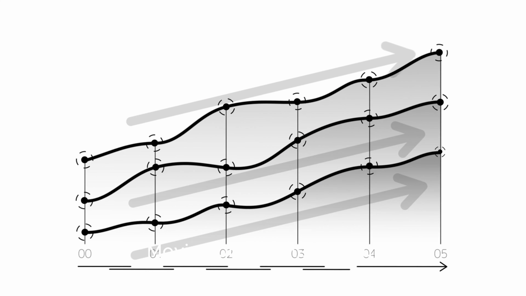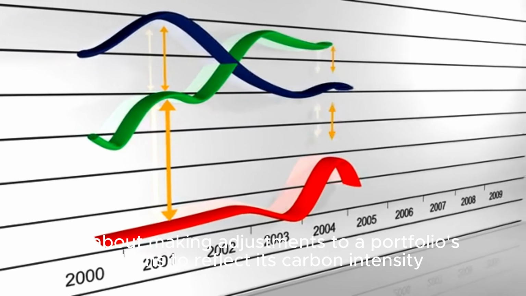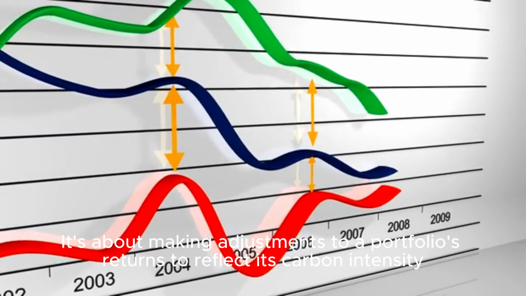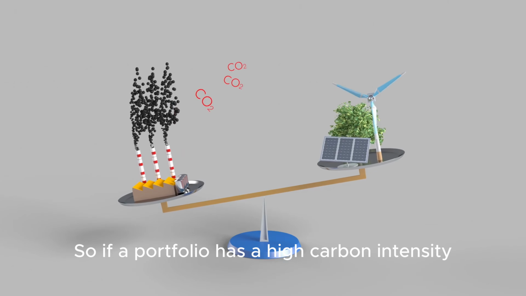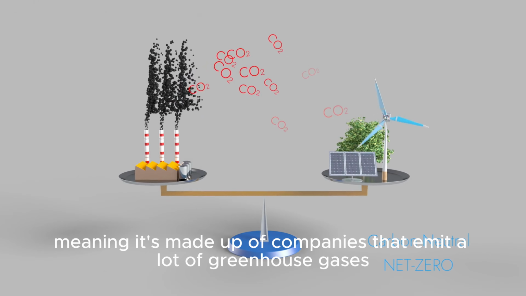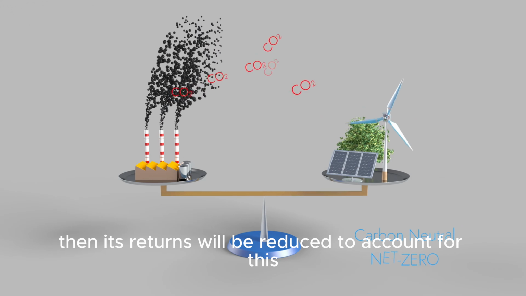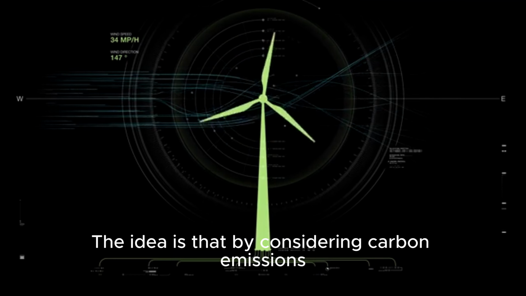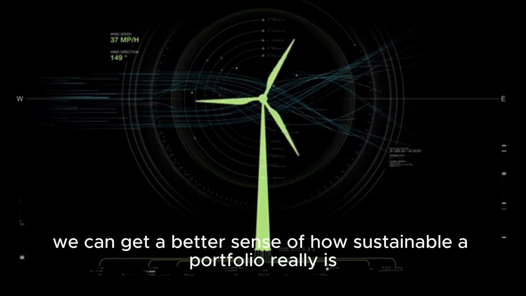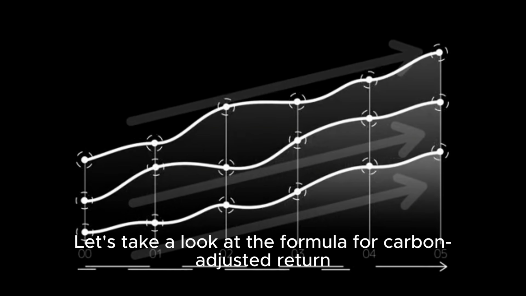Moving on, let's talk about carbon adjusted returns. This concept is pretty straightforward. It's about making adjustments to a portfolio's returns to reflect its carbon intensity. So, if a portfolio has a high carbon intensity, meaning it's made up of companies that emit a lot of greenhouse gases, then its returns will be reduced to account for this. The idea is that by considering carbon emissions, we can get a better sense of how sustainable a portfolio really is. Let's take a look at the formula for carbon adjusted return.